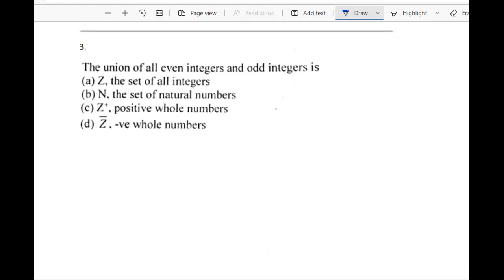The union of all even integers and odd integers is, so we have even integers and we have odd integers, and when we are uniting those, what do we get? The set of all integers. Very good. Zahib, are you able to understand these questions? Yes, ma'am. Okay, so we will get A. Let's talk about the fourth one.